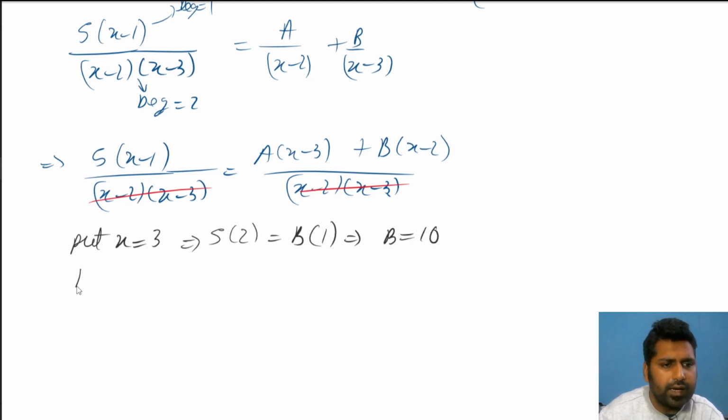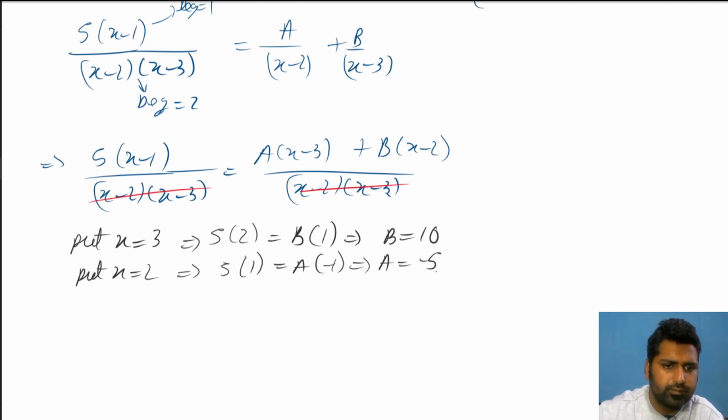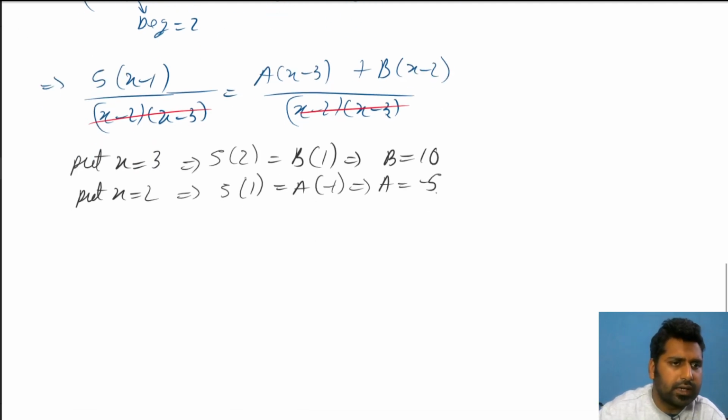Okay. And if we put x as 2, this will become 0. So 5 into 2 minus 1, which is 5, is equal to a into (2 minus 3), which is minus 1. That gives us a as minus 5. Okay. I got my a as minus 5, b as 10. So now let's get back to the integration.